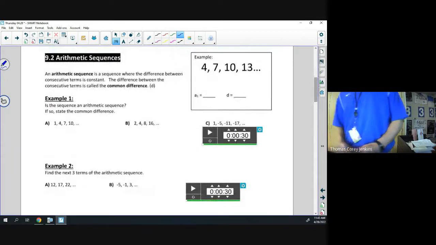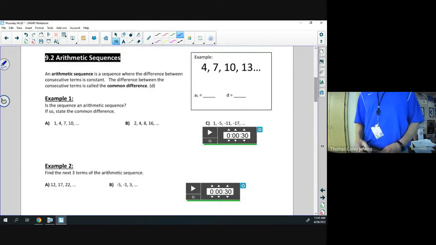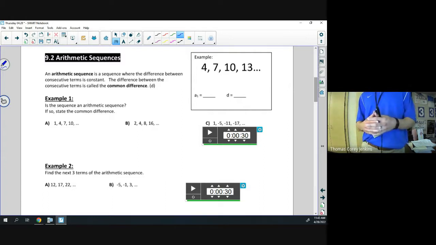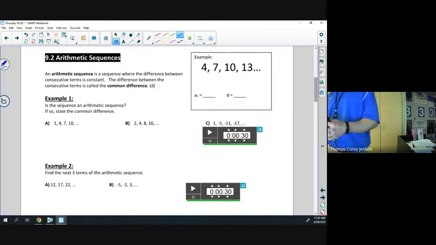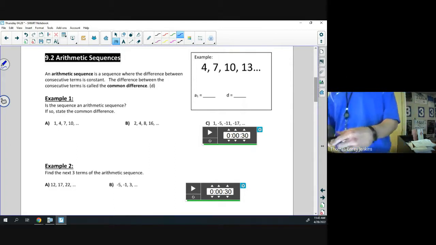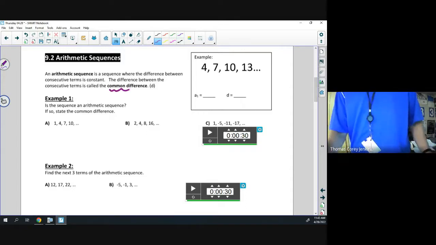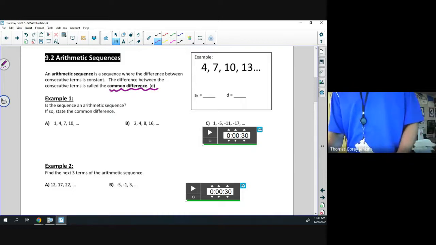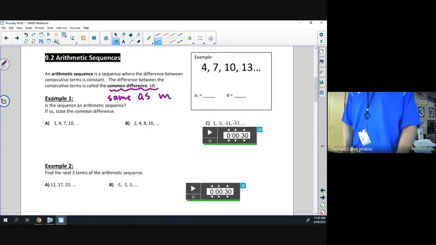All right. So anyways, on the back side here, we get a little more formal now. An arithmetic sequence is a sequence where the difference between consecutive terms is constant. That difference is referred to as the common difference, which we call d. That's the same thing as if we were thinking about the graph, it would be the slope of the line. So that's the same as the slope, or m.